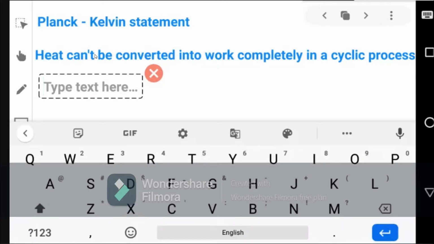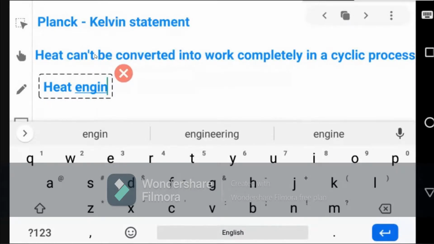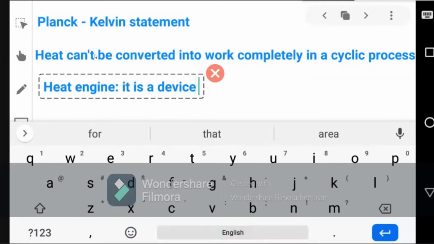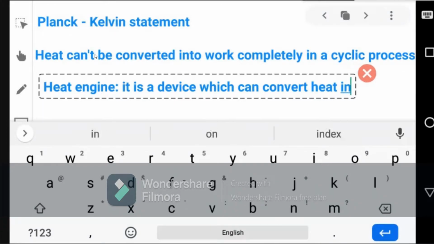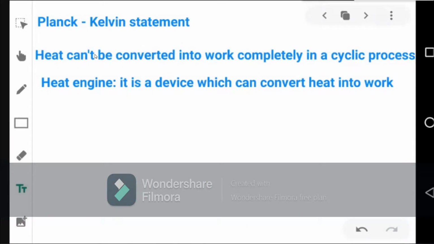Before we explain it, we should define a few parameters. What is meant by heat engine? It is a device which can convert heat into work. That means if you want to convert heat into work, the first thing is that you have to supply heat, isn't it?